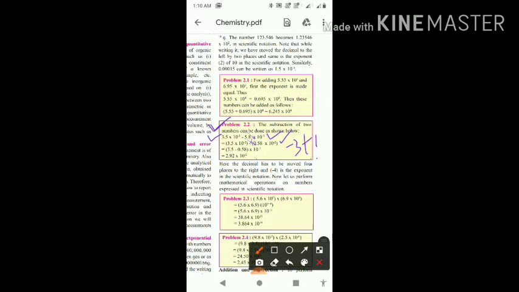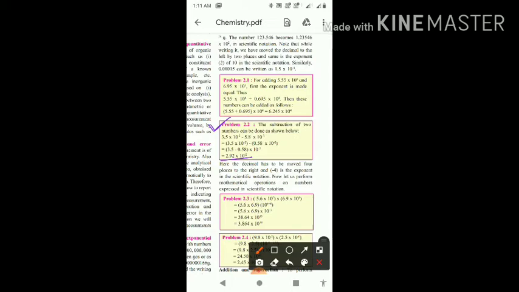You can common out this exponent and you can subtract. You will get your answer as 2.92 into 10 raised to minus 2. Okay, in this way you can add or subtract. Here, if you see, the decimal has to move 4 places to the right. That becomes 10 raised to minus 4 in the exponent in the given scientific notation.